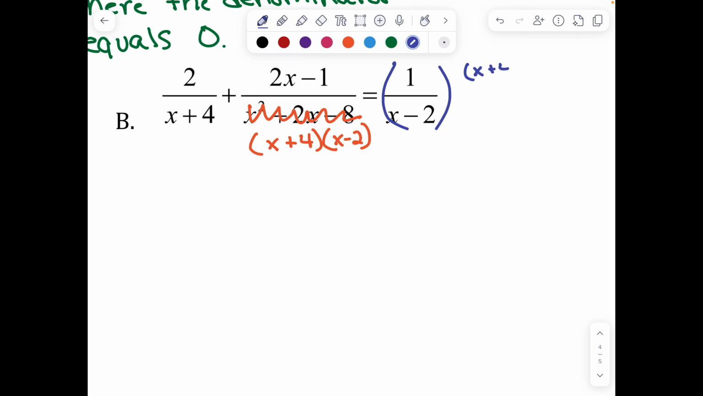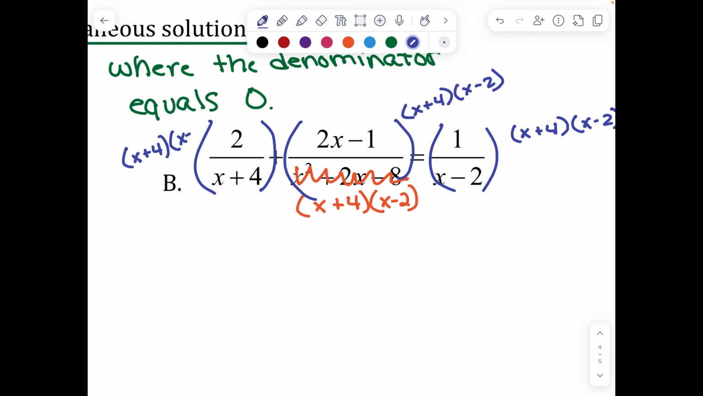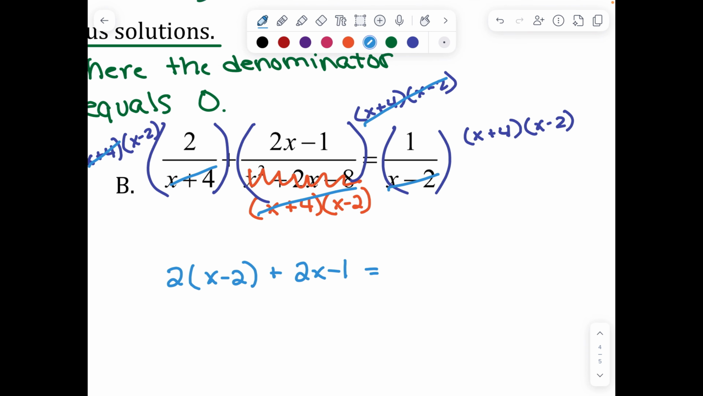Again, that's the biggest difference with solving and just adding and subtracting: we are clearing our fractions here. Previously, we were adding two fractions together. So I'm multiplying by x plus 4 times x minus 2, and I'm multiplying by x plus 4 times x minus 2. So here my x plus 4's cancel. I'm left with 2 times x minus 2. Plus, here the whole thing cancels. I'm just left with 2x minus 1 equals, over here my x minus 2's are gone. I am left with x plus 4.